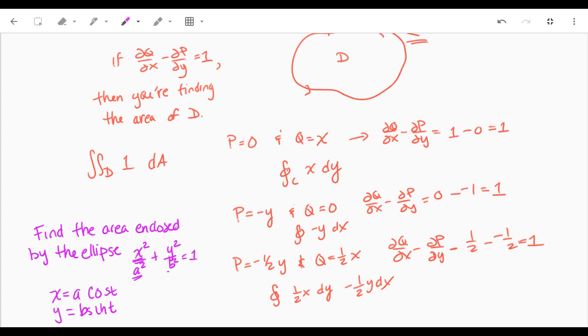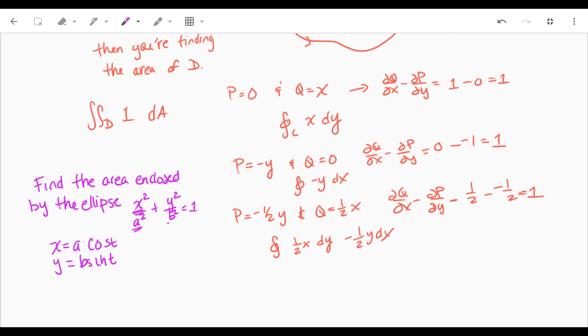All right. So then dx/dt would be negative a sine t, and dy/dt would be b cosine t. Okay, so again, we could do the double integral of 1 dA over D, where D is this region.